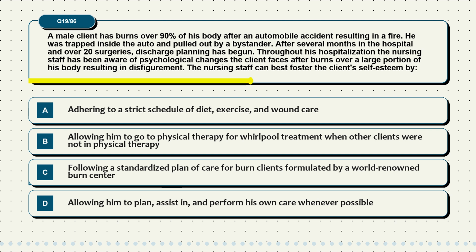Here are the options. Option A. Adhering to a strict schedule of diet, exercise, and wound care. Option B. Allowing him to go to physical therapy for whirlpool treatment when other clients were not in physical therapy. Option C. Following a standardized plan of care for burn clients formulated by a world-renowned burn center. Option D. Allowing him to plan, assist in, and perform his own care whenever possible.